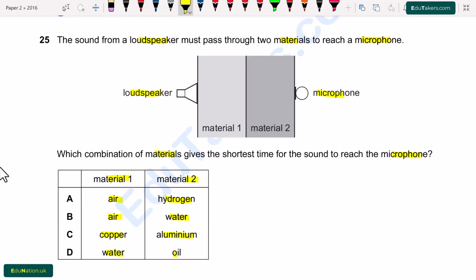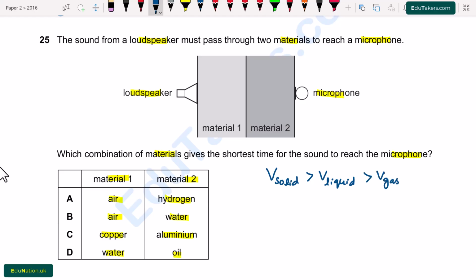D, water and oil. First of all, both of these materials should be solid or liquid, because in a solid, the speed of sound is larger as compared to a liquid, and in a liquid, the speed of sound is larger as compared to a gas. I write here, the speed of sound in a solid is greater as compared to the speed of sound in a liquid, which is even greater as compared to the speed of sound in a gas.